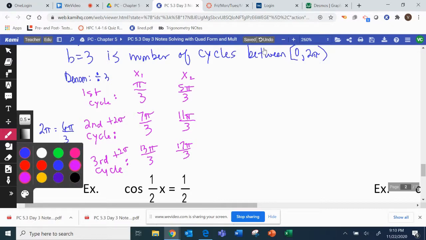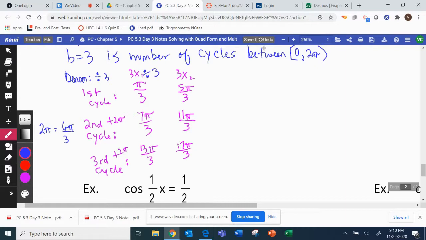And then the last thing I'm going to do is these are the answers for x1, x2, but it's actually, I should have put 3x, sorry. These are the answers for 3x1 and 3x2. So now to get the answers for x1 and x2, I'm now going to divide my answers by 3, or multiply my answers by 1/3 since they're already fractions. So I'm going to take each of these and multiply by 1/3.